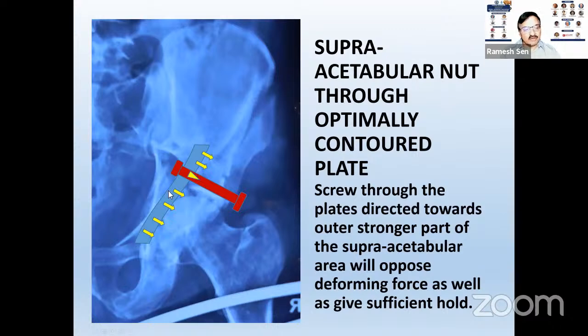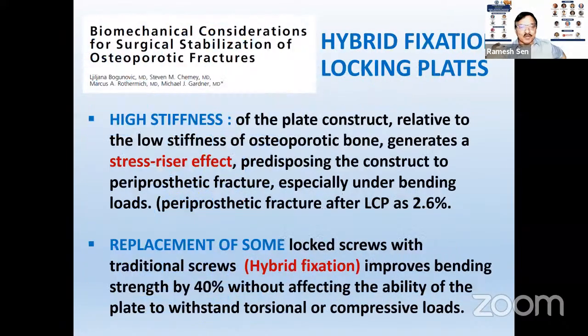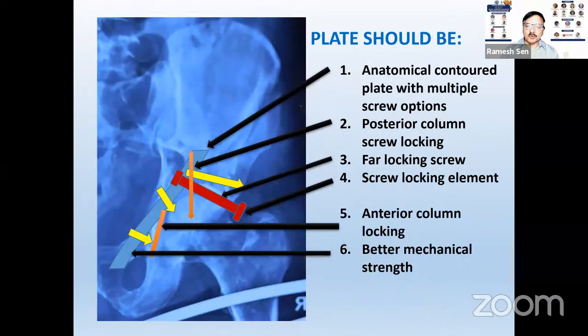So we thought, why not have this plate and put a nut across the plate, which goes outside the bone into the outer cortex at the level of the anterior gluteal line, and gives us a much stronger concept. We also understand that locking gives us a better fixation, but it cannot be all locked because that will give a lot of stress rising effect. So a plate must have some locking element and some non-locking element to make it a kind of hybrid fixation. So what we proposed was an anatomical plate.